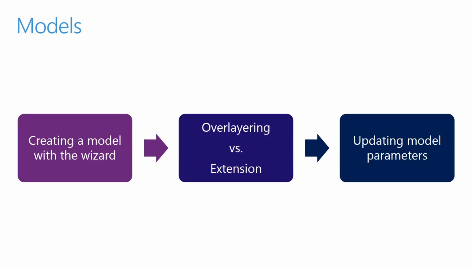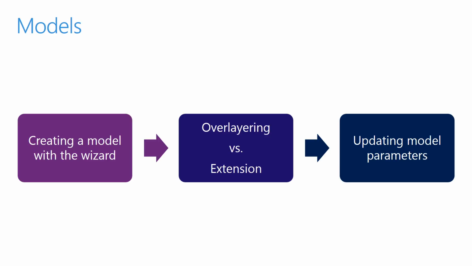Creating a model involves first starting a wizard and specifying the metadata, such as the name and description of the model. Then we can also choose whether we want to create the model in a separate package or in an existing package. A model created in a standalone package is called an extension model. A new model added to an existing package is called an overlaying model. The selection of the model type will determine the development approach.